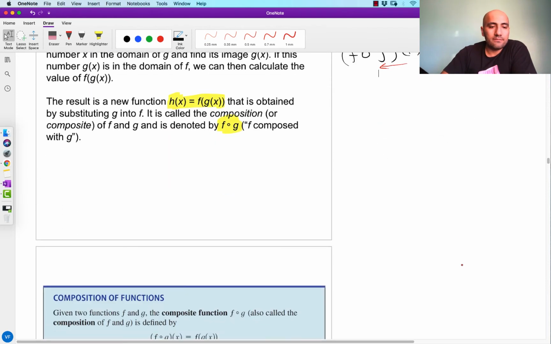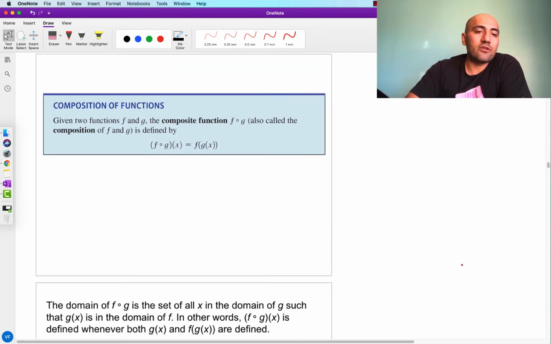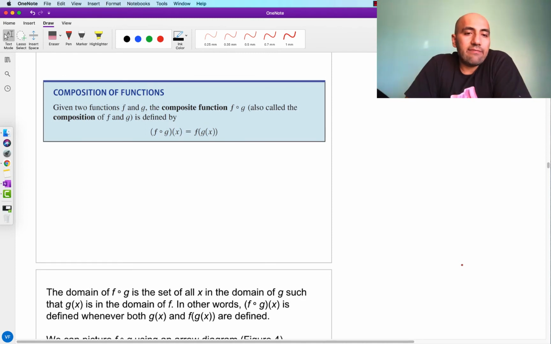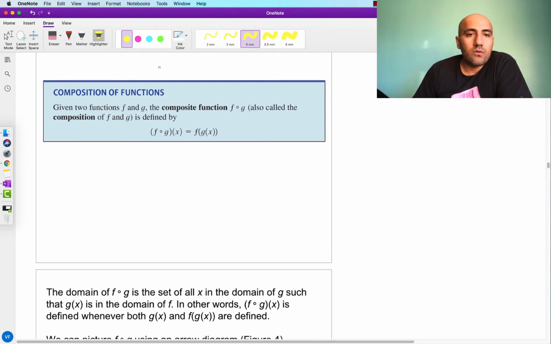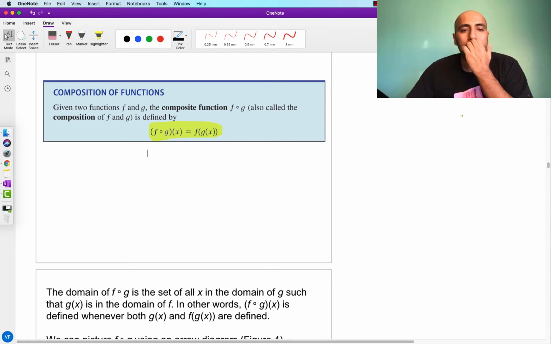All right, moving on. So composition of functions. Given two functions, f and g, the composite function f composed with g, also called the composition of f and g, is defined this way. f composed with g of x is equal to f of g of x. Right? So this is really important in this section, this chapter. Again, not to be confused with multiplication of f times g.